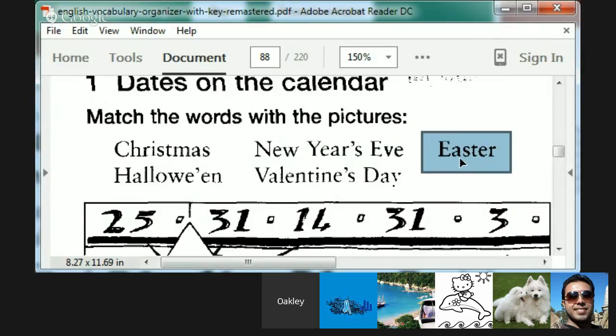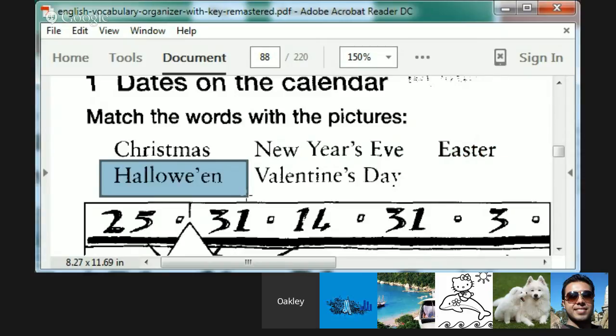Okay. Easter, of course, is marked by things like eggs, colored eggs, the Easter bunny. Families have a nice dinner on Easter. Most people go to church, or many do.